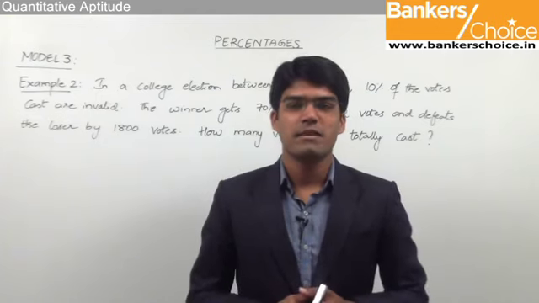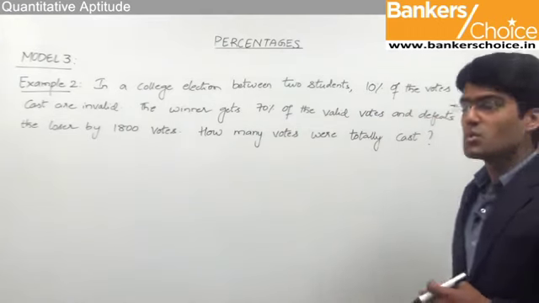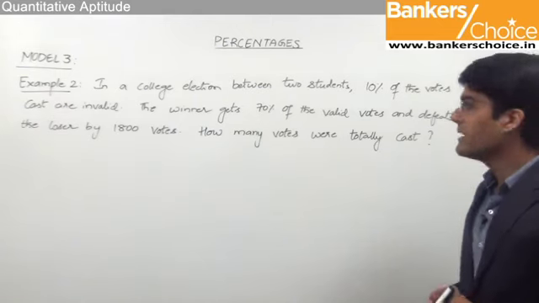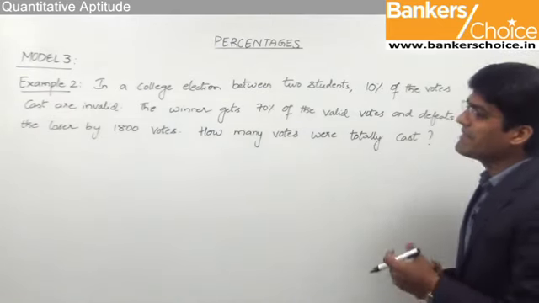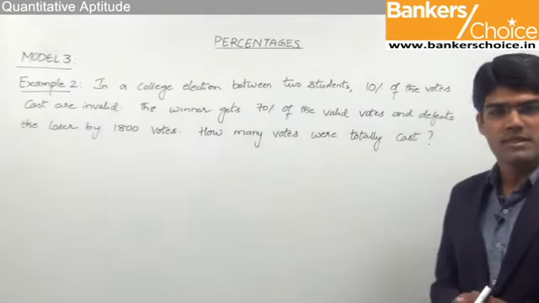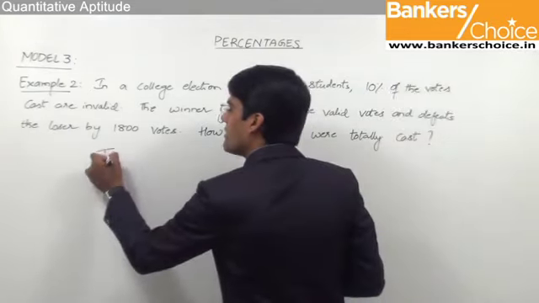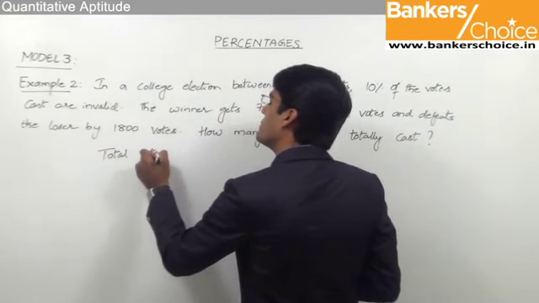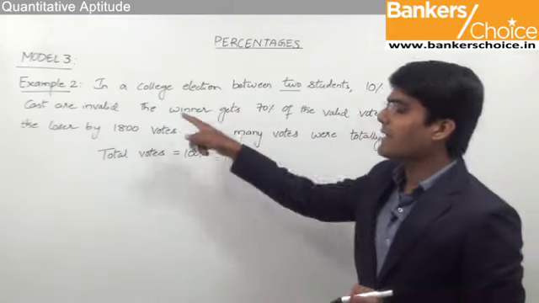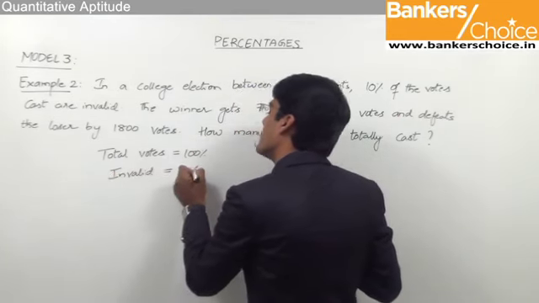Let us now take the second example from the model that we have just discussed. The question here is, in a college election between two students, 10% of the votes cast are invalid. The winner gets 70% of the valid votes and defeats the loser by 1,800 votes. How many votes were totally cast? As you can see, the election is between two students. Let us assume that the total number of votes cast is equivalent to 100%. As given in the question, 10% of the votes cast are invalid.